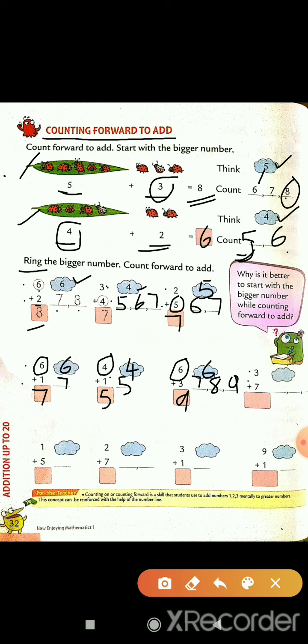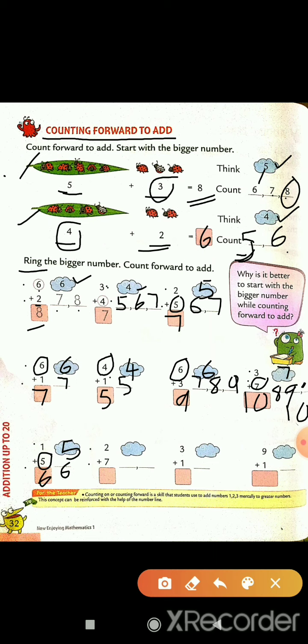Next, 3 plus 7, which is the bigger number? 7. So write here 7. How many numbers you have to add? 3. So what comes after 7? 8, then 9 and then 10. So what is the answer here? 10. 1 plus 5. 5 is the bigger number. Circle that. Write here 5. What comes after 5? 6. So 1 plus 5 is equals to 6.